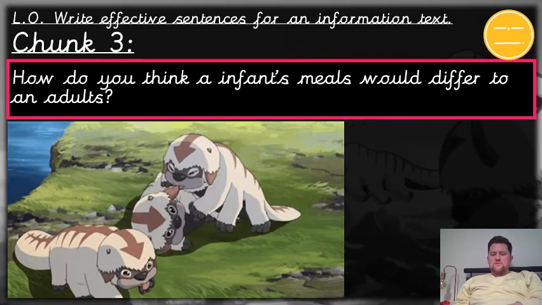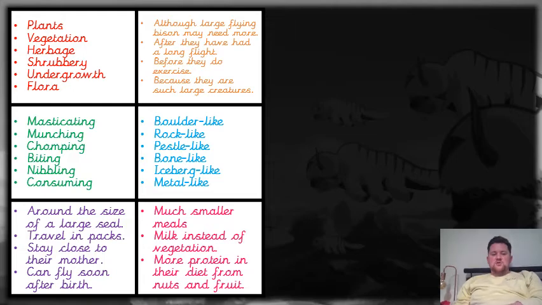Okay, let's have a look at my ideas. So I've said much smaller meals, milk instead of vegetation, more protein in their diet from nuts and fruit. Pause the video and magpie some ideas if you want. Okay, now we've done that, let's have a look at the writing.